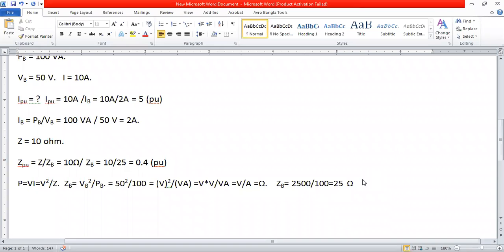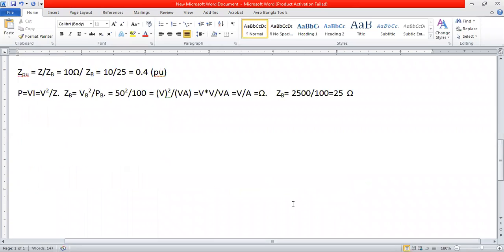Like if the unit of power, that is the power base value, is 50 megavolt ampere, and the base value of voltage is 50 kilovolt. So what is the base value of current actually?